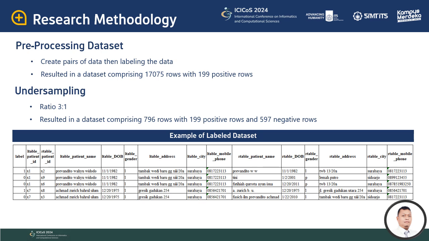After undersampling, the dataset comprised 796 rows, including 199 positive and 597 negative rows. The dataset was then split into training, validation, and test sets in a 3:1:1 ratio based on DeepMeasure's documentation. Here is an example of the labeled dataset.